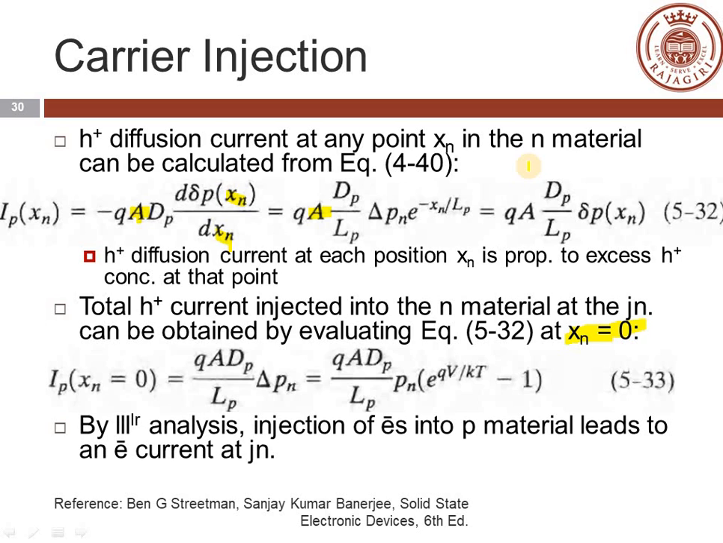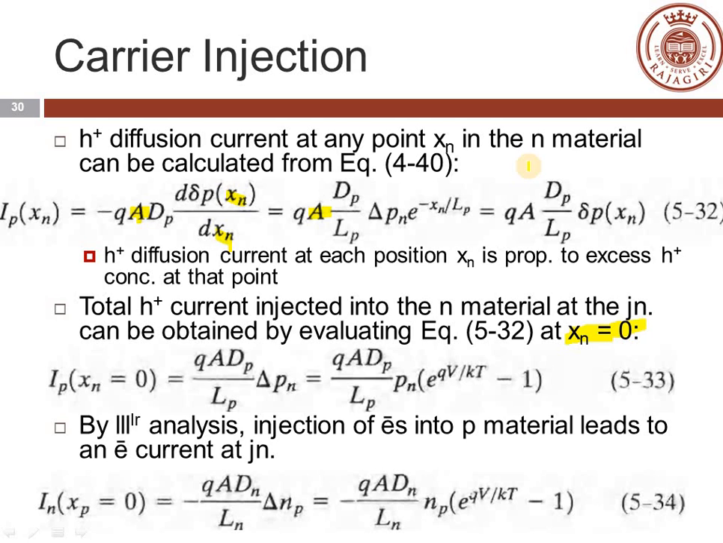Similarly, we can find the injection of electrons into the p material, which leads to an electron current at the junction, In at xp equal to 0. By similar steps we get minus qA Dn by Ln times capital delta np, which equals minus qA Dn by Ln times np times e to the power qV by kT minus 1.